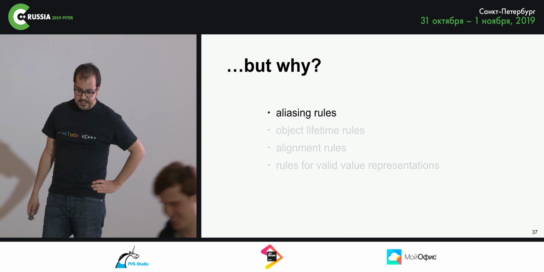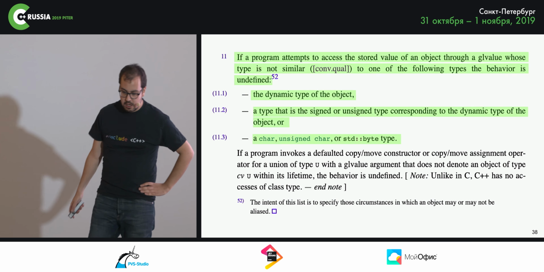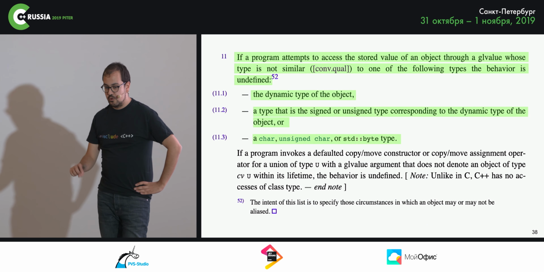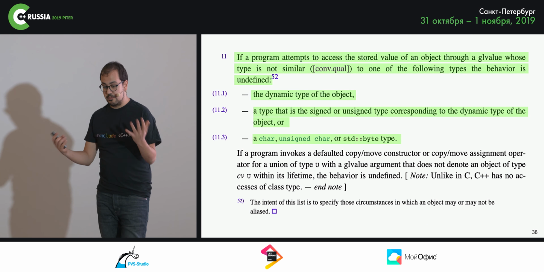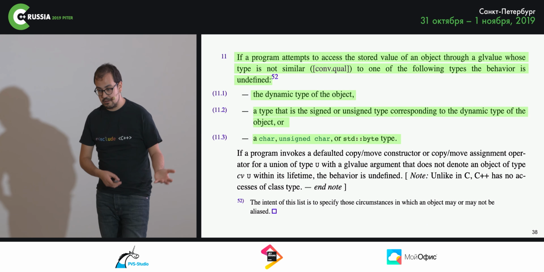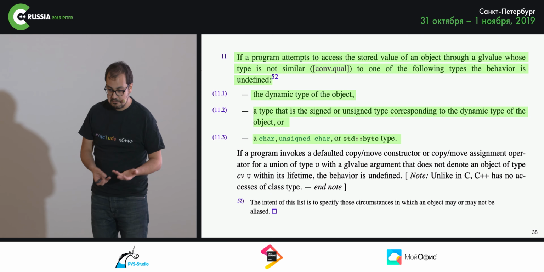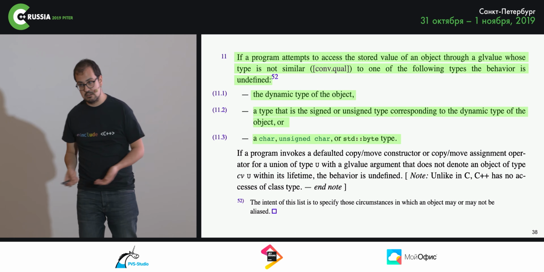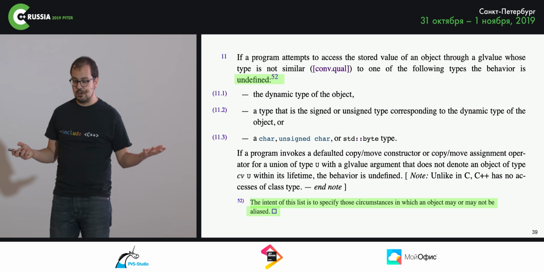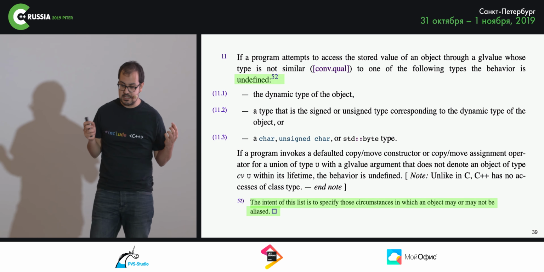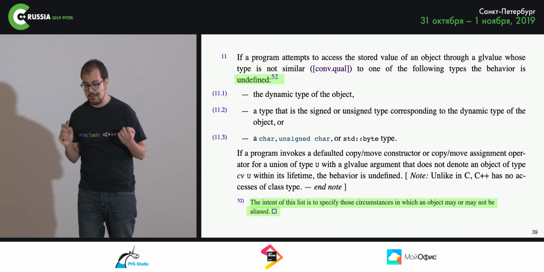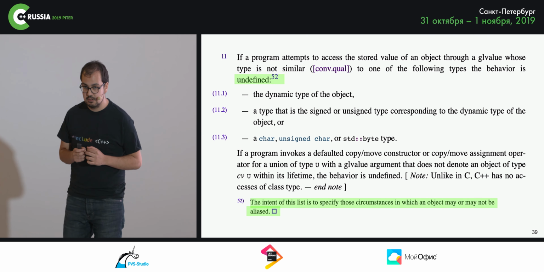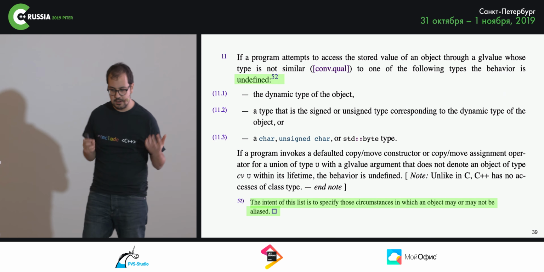Okay, so aliasing rules. Let's look again at this rule that if a program tries to access an object through a reference of a different type, it has to be either the same type or it has to be char or byte. And then there's this footnote which says the intent is to specify those circumstances in which an object may or may not be aliased. What does that mean, aliased? So let's look at this.